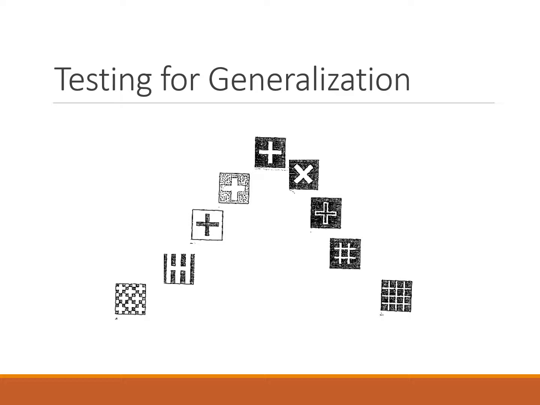Let's say the training stimulus was the white plus sign on the black background. Maybe the generalization gradient would look a bit like this, with the stimulus becoming more different on the black background on the right, and the background becoming lighter and more complex on the left.